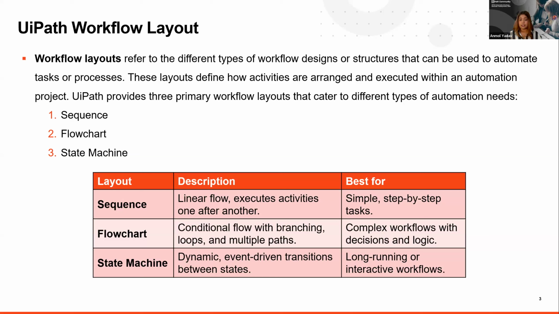So as I mentioned, it's best for long running and interactive workflows. So based on the needs of your project, you're going to pick sequence if it's a linear process, flowchart if it's a conditional flow with branching, and state machines if it's a dynamic event-driven transition between states. And I'm going to show an example of all three layouts, how they look and how they work. So we're going to cover that shortly.